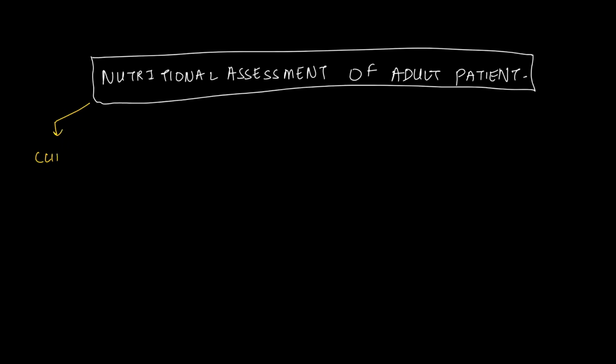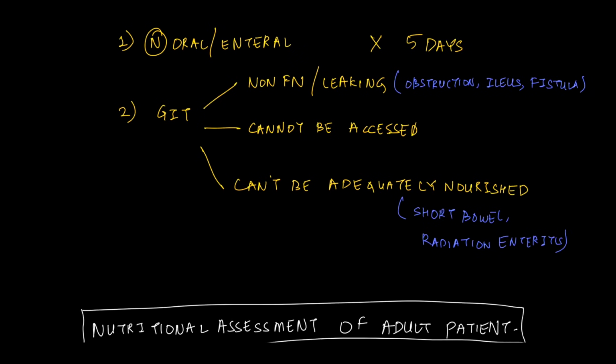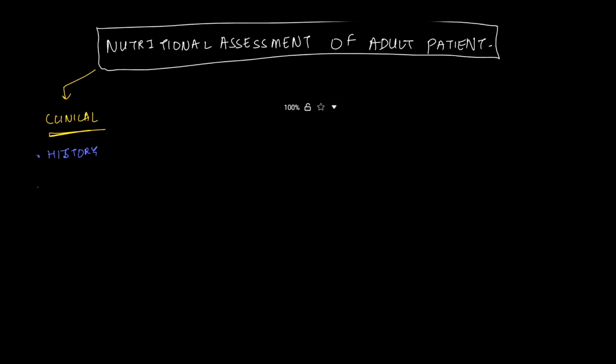First is clinical. So, clinical entails your history. For example, a history of major abdominal surgery or sepsis would account for metabolic risks or the nutrient risks in that patient. The gastrointestinal factors, which we have discussed earlier, such as non-functioning bowel, bowel which cannot be accessed and cannot be adequately nourished.